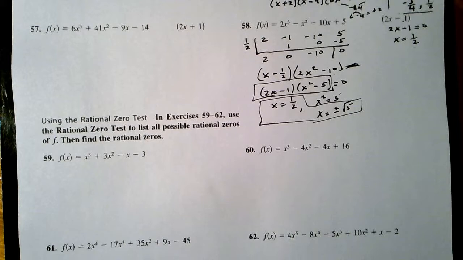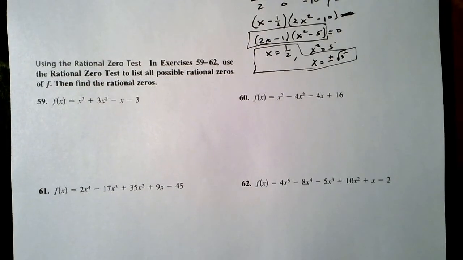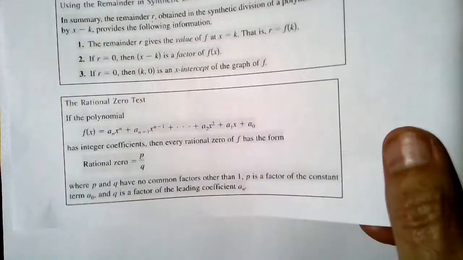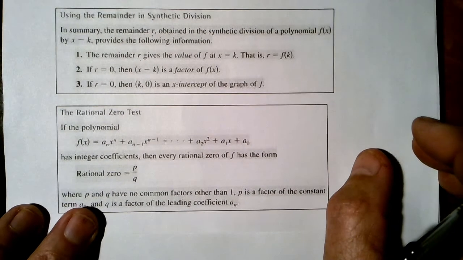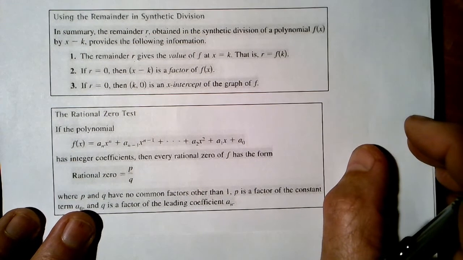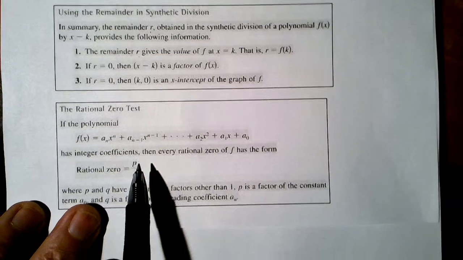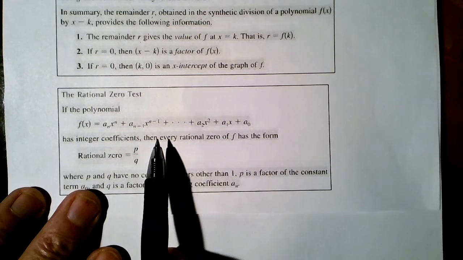Okay, now, in the age of graphing calculators, this rational zero test is not as important as it used to be. It still has its place, and we're going to go back to the front page and talk about that one a little bit. I'm going to give an example of what they're doing here. I don't think this is very clear without an example.